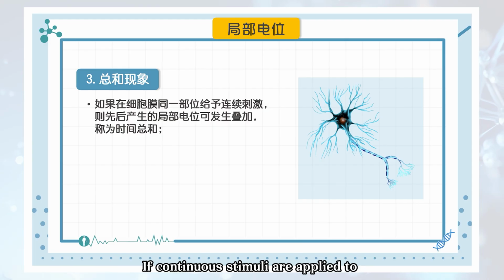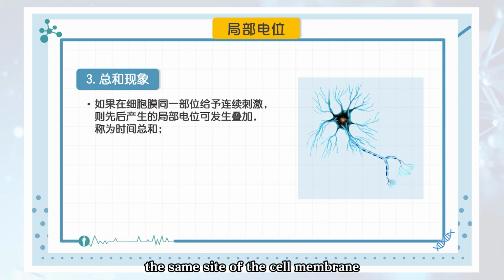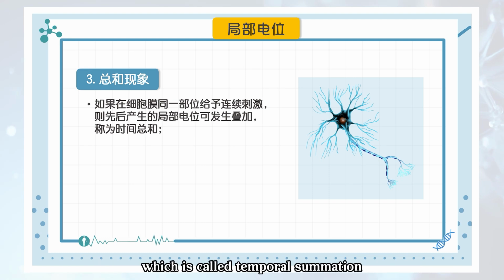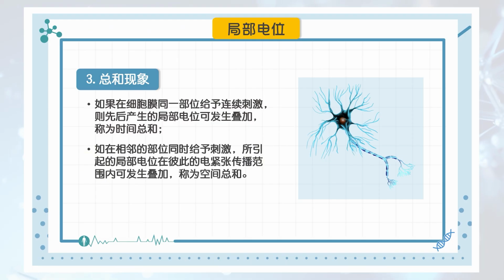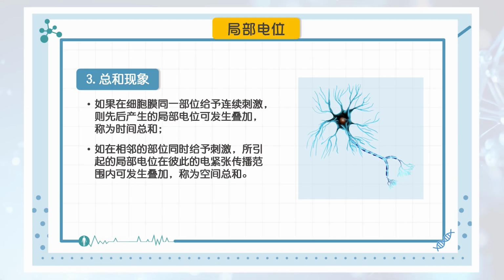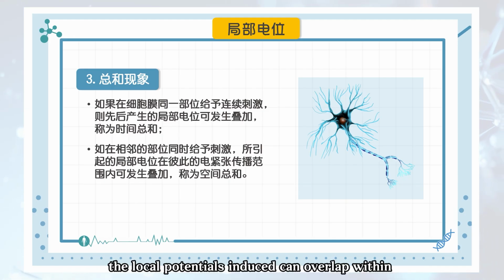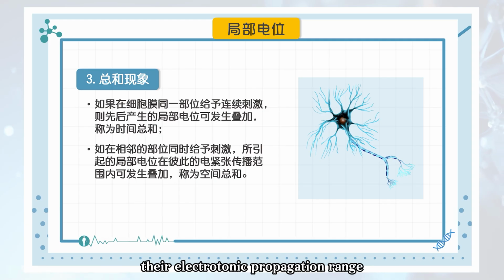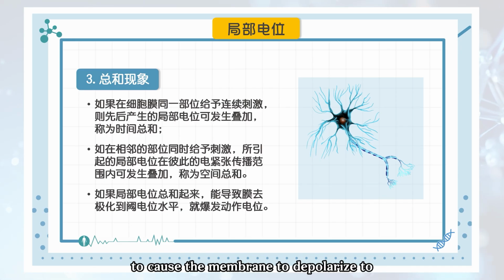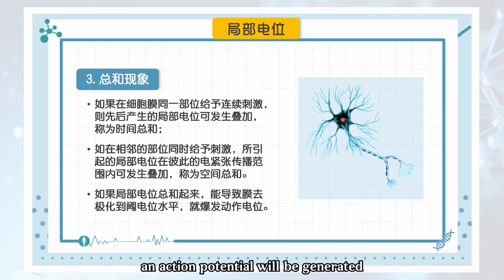If continuous stimuli are applied to the same site of the cell membrane, the local potentials generated successively can overlap, which is called temporal summation. If stimuli are applied to adjacent sites at the same time, the local potentials induced can overlap within their electrotonic propagation range, which is called spatial summation. If the local potentials sum up to cause the membrane to depolarize to the threshold potential level, an action potential will be generated.